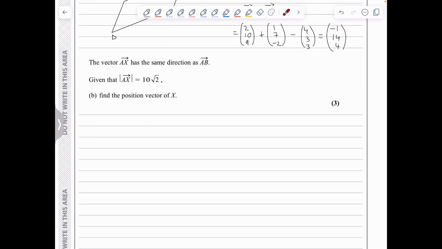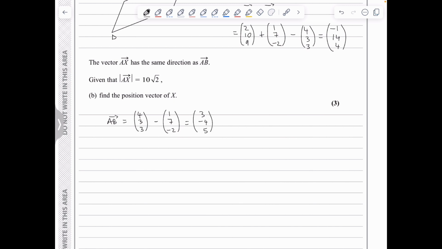We are then told that the vector AX has the same direction as AB, and the magnitude of AX is 10 root 2, and we need to find the position vector of point X. Let me start by finding AB. The vector AB is simply B minus A, so it's 4, 3, 3 minus 1, 7, negative 2, which gives me 3, negative 4, 5.